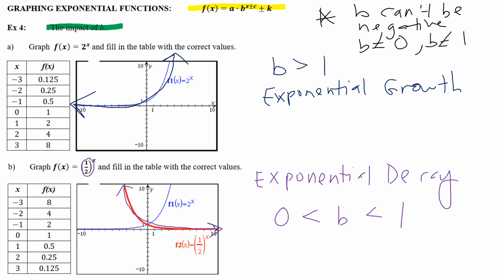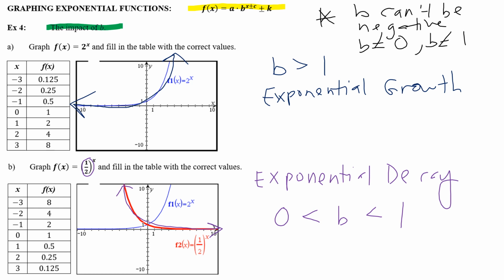However, if B is between 0 and 1, so like 0.25, 0.3, 0.01 even, that would be okay. And it could also be greater than 1. So it could be something as simple as 1.2. That's already greater than 1. So when we're looking at this, if B is greater than 1, you're going to have exponential growth. So your graph is going to be, from left to right, going upwards. It's going to be increasing. If your B value is between 0 and 1, going from left to right, you're going to have a graph that's decreasing. So it's going to be exponential decay.